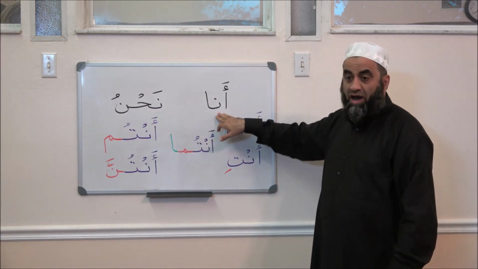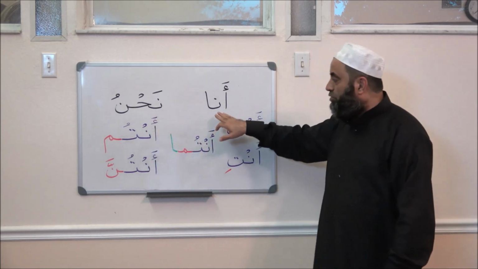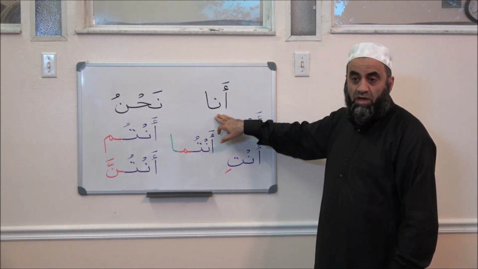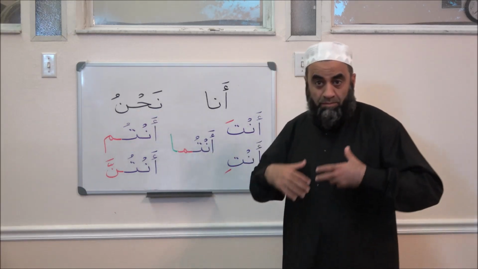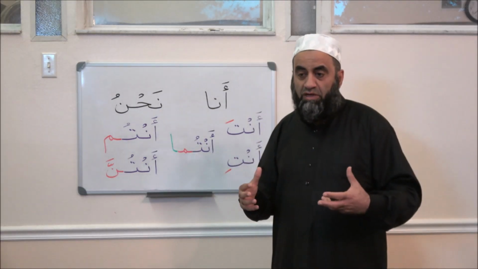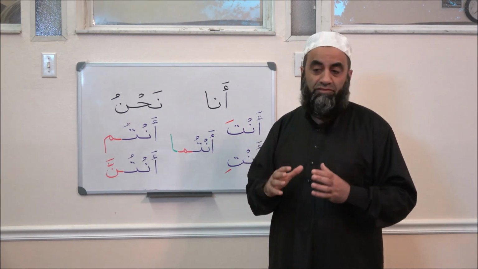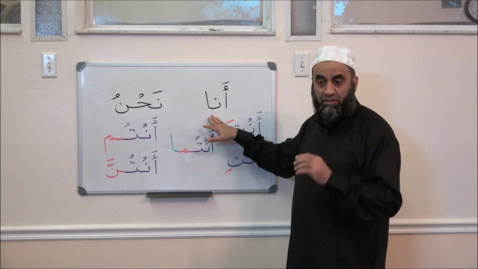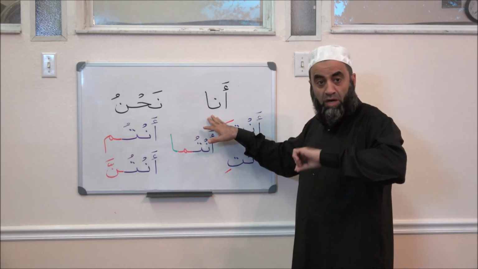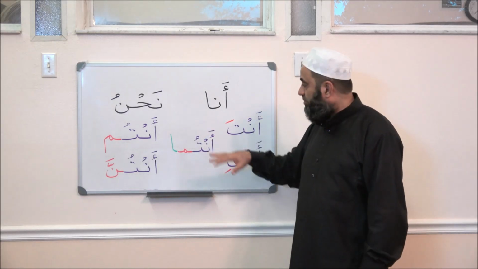Okay, so ana, nahnu. That's first person. I, we. Remember that this could be translated as well to I am and we are. Why is that? Because Arabic does not use the helping verb, the verb to be. So the pronoun sometimes could mean the pronoun itself or the pronoun plus the verb to be. That's when we translate into English.